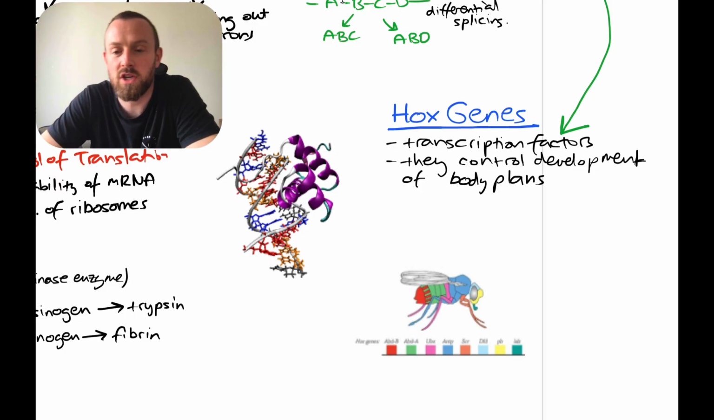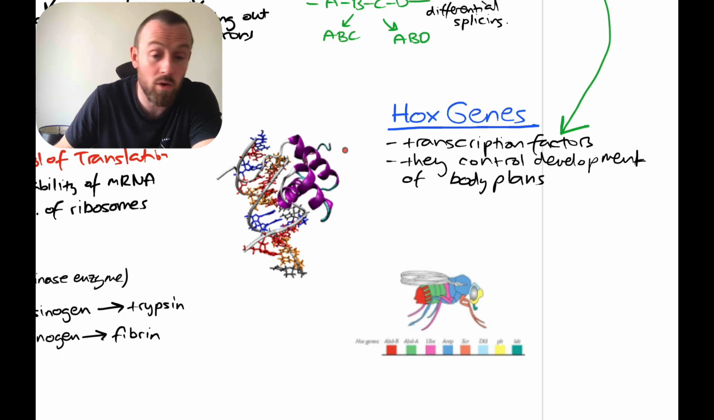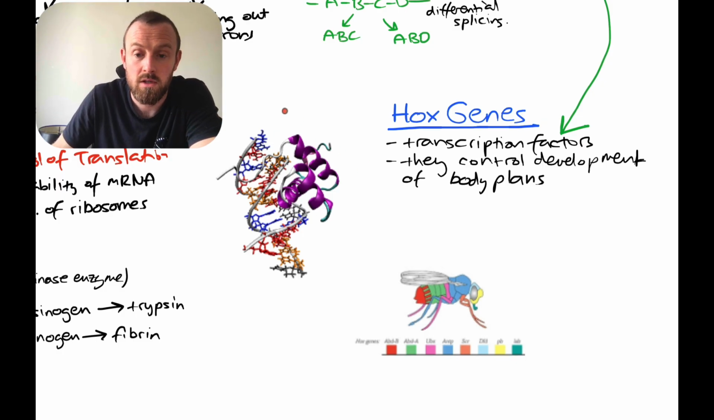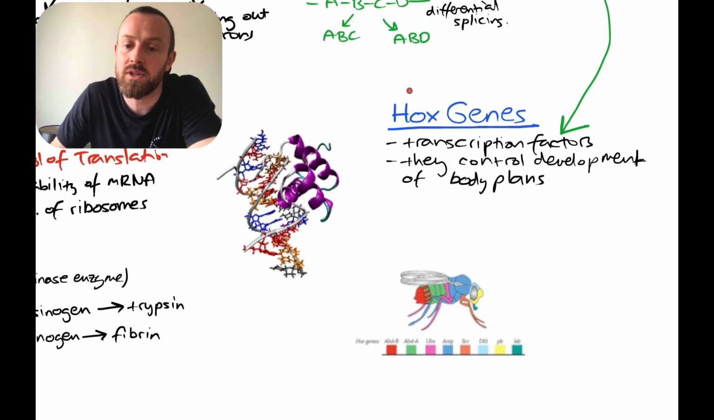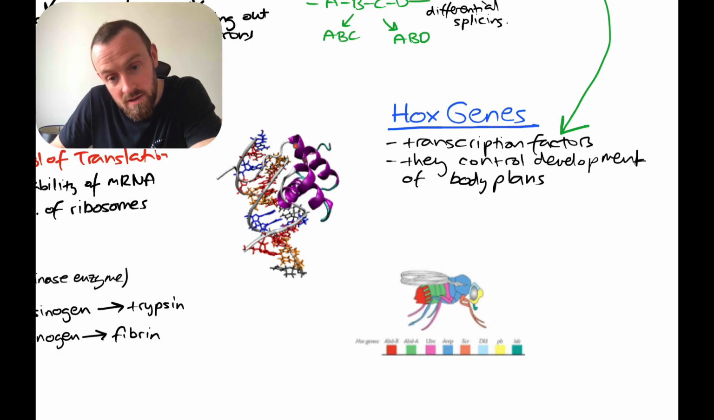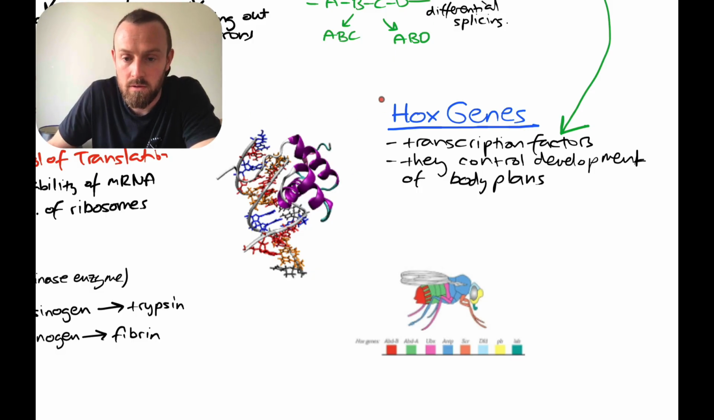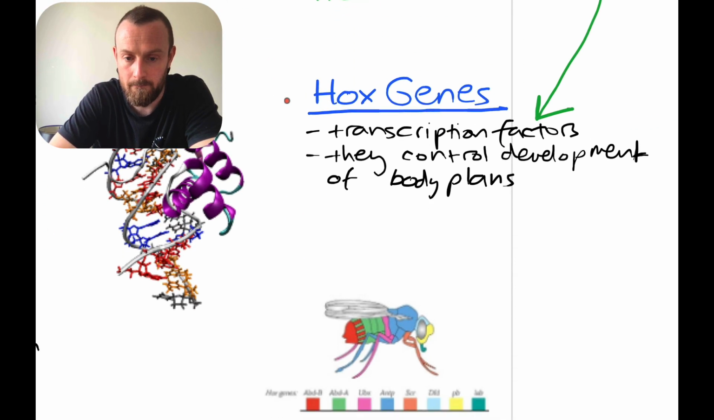So how were these Hox genes discovered? Well, they were first actually discovered in fruit flies. And scientists were looking at genes in fruit flies, and they found something called a homeobox sequence. So Hox genes contain this homeobox sequence. So what is this homeobox sequence? It's shown here. So the homeobox sequence, where should I put this? I'm going to pinch in a little bit more and put it here.